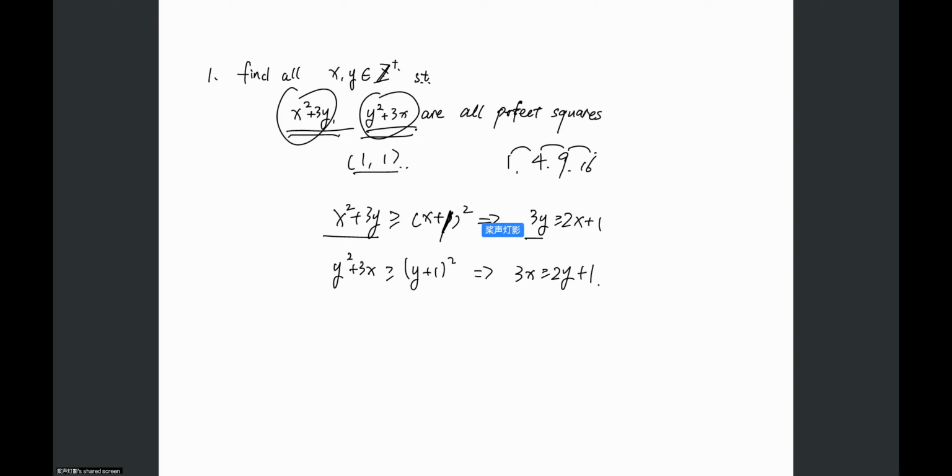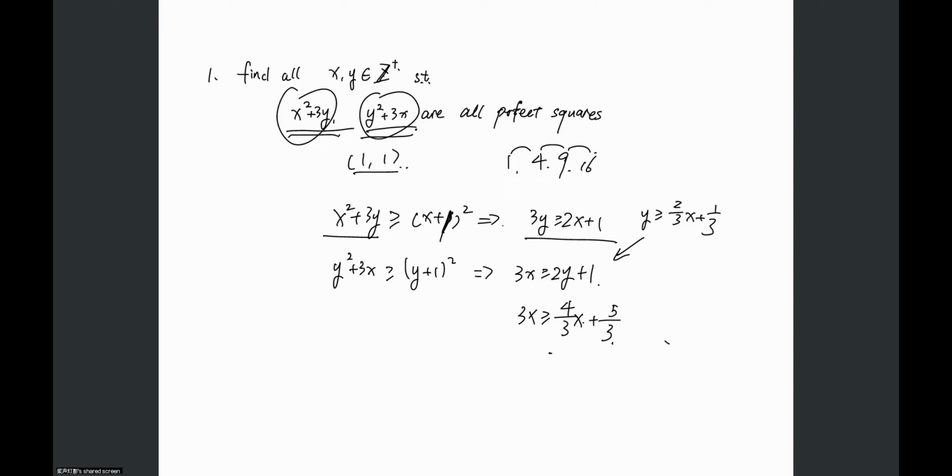By this, we can obtain that y is larger or equal to 2/3 x plus 1/3, right? If I put this here, 3x is larger or equal to 4/3 y plus 5/3. But I think this cannot tell anything, because I want to find an upper bound solution.